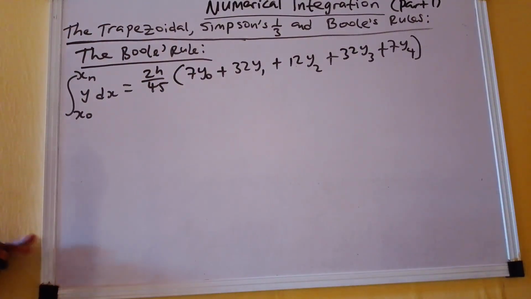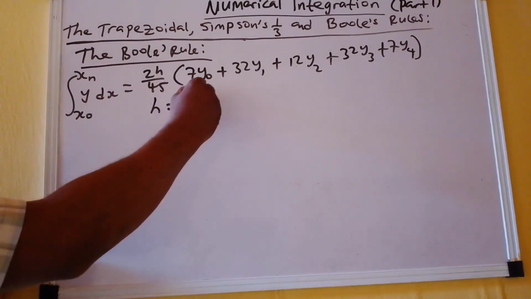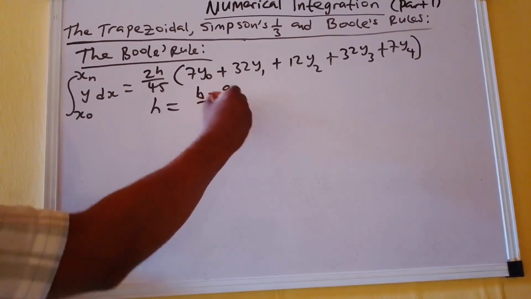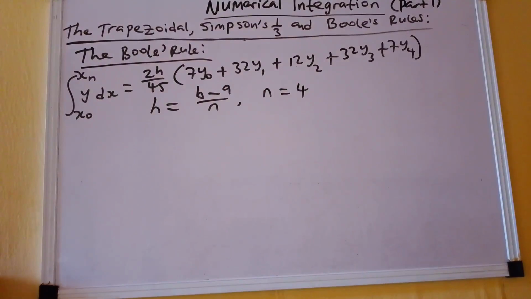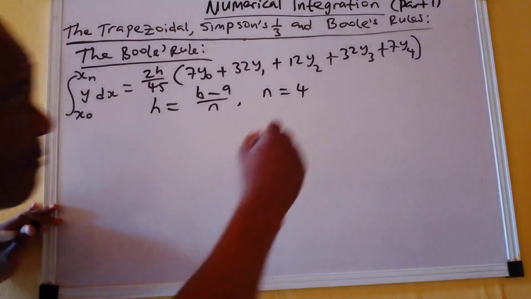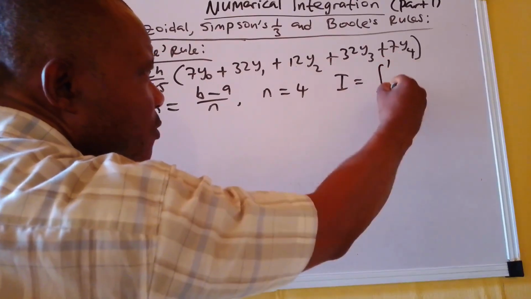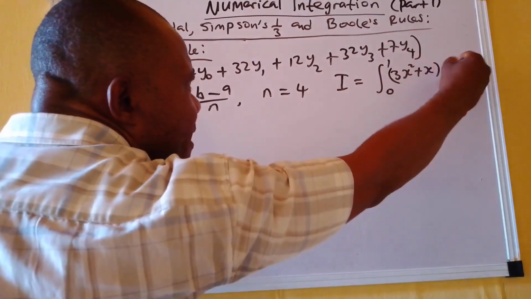Now you will know that for you to get your h, there's a formula you use. h will be equal to b minus a all over n. For the Boole's rule, n is equal to 4. And now remember the problem that we have been given. This is the problem we have been given. We have to integrate the integral from 0 to 1 of 3x squared plus x dx.